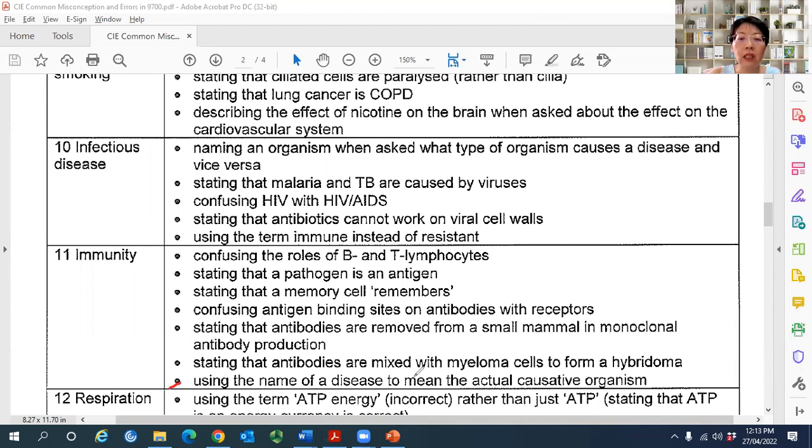Using the name of a disease to mean the actual causative agent, same thing. So when the question asks you to give the name, what are the 4 diseases you've learned? Okay, I've got cholera, I've got TB, tuberculosis, I've got malaria, I've got HIV/AIDS. So the name of the disease is different from the name of the pathogen. So when they ask, give the correct one. Can or not? Okay, any question? If not, we go for a break.